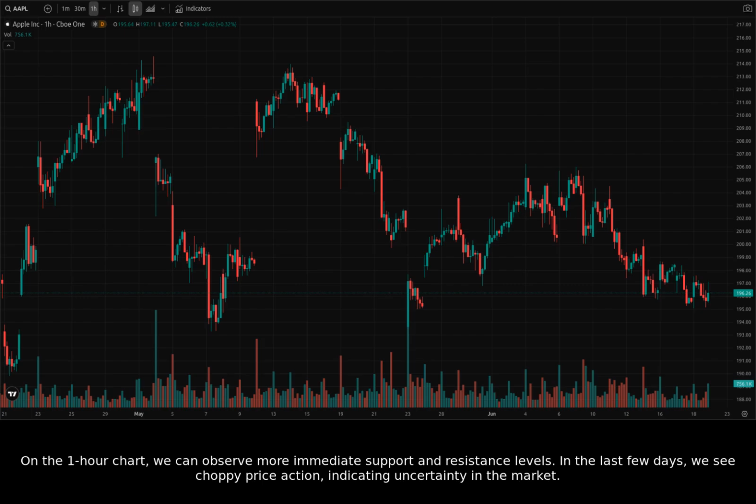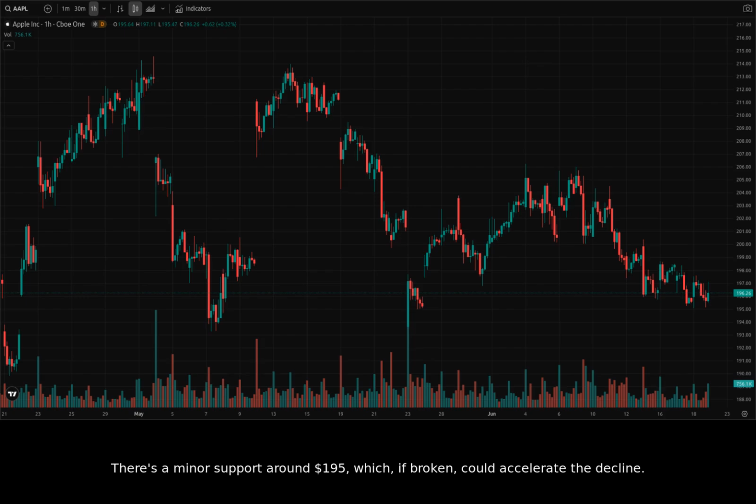On the 1-hour chart, we can observe more immediate support and resistance levels. In the last few days, we see choppy price action, indicating uncertainty in the market. There's a minor support around $195, which, if broken, could accelerate the decline.